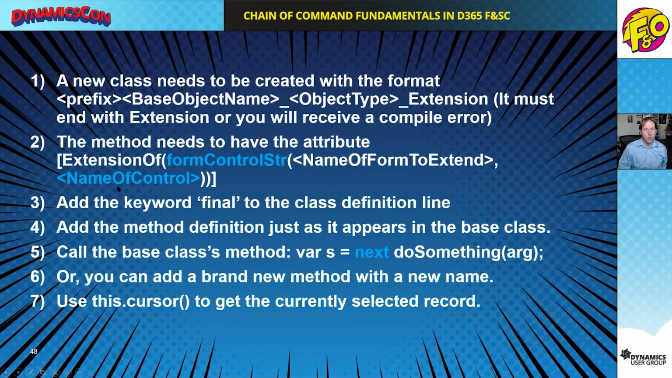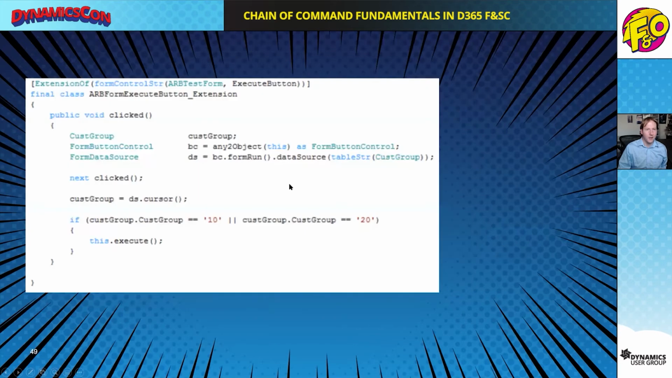You give it the name of the form, name of the control. Maybe you need to implement the clicked method or override the clicked method on a particular button. So here's exactly that example. ARB test form, we've got the execute button that's already there. We want to do chain of command on the clicked method.